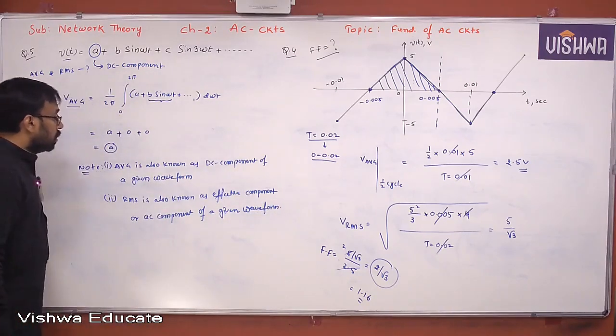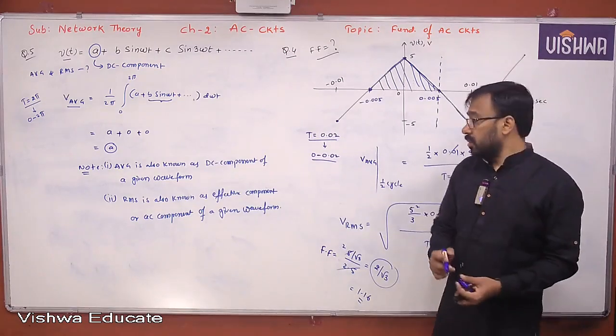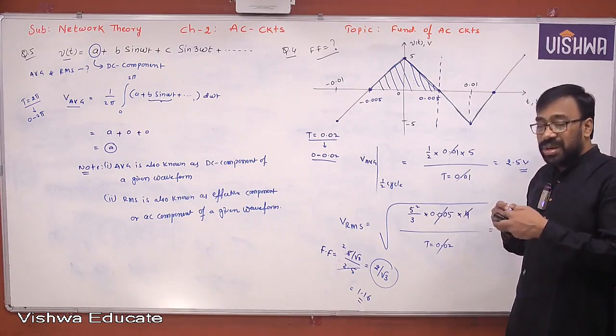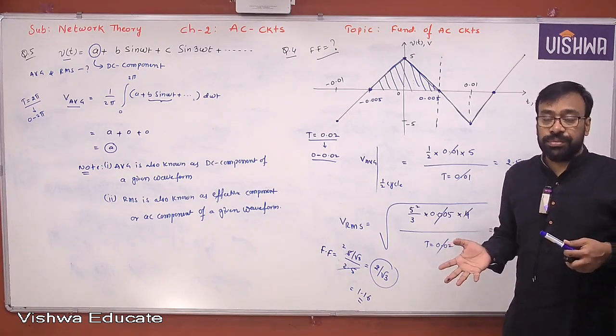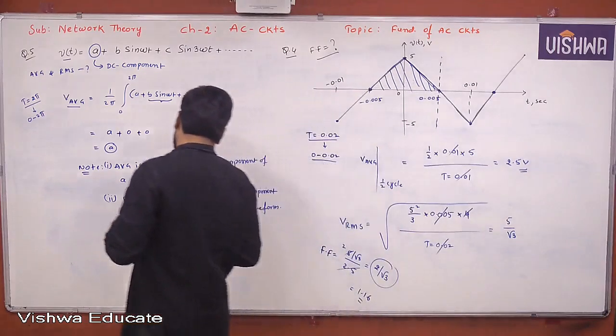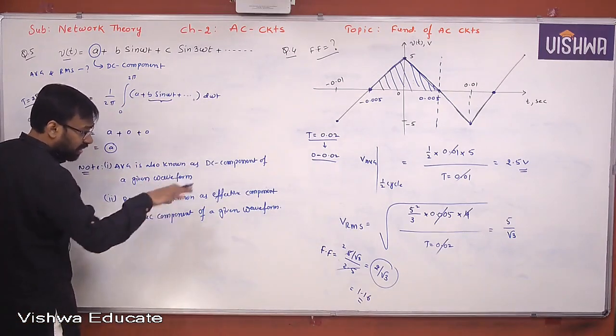Okay, RMS value is also known as effective component or AC component of a given waveform, because when you have an AC function, you may have some DC component also. So what is the effective component that you can find? It is usually called effective component, not exactly AC component, but this is applicable only when an AC waveform is given.